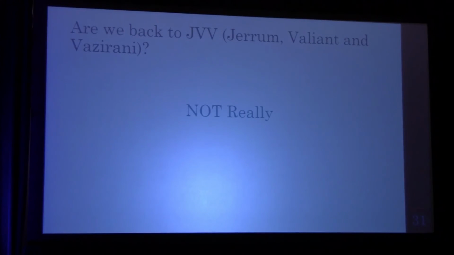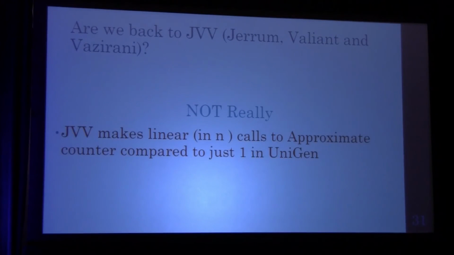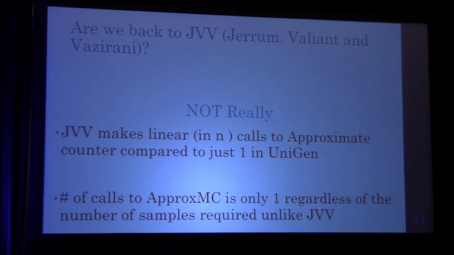One question one might ask is, are we back to Jerrum, Valiant and Vazirani, since we are calling the approximate counter? The answer is not really, because the reduction proposed by Jerrum, Valiant and Vazirani has to make a linear number of calls to the approximate counter. Here you make one call to the approximate counter. And one more interesting thing: typically we are not interested in just one or two uniform samples, we are interested in getting a lot of samples, and in this new hashing-based approach, you make only one call to approximate counting regardless of the number of samples. In the case of Jerrum, Valiant and Vazirani, that is not the case.